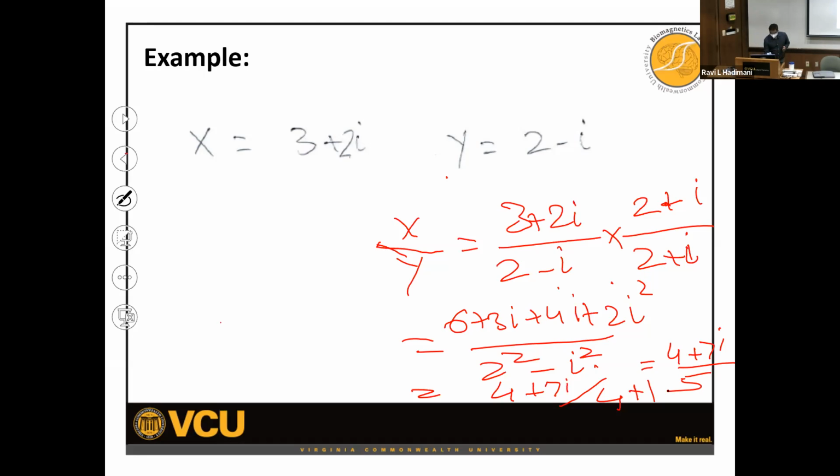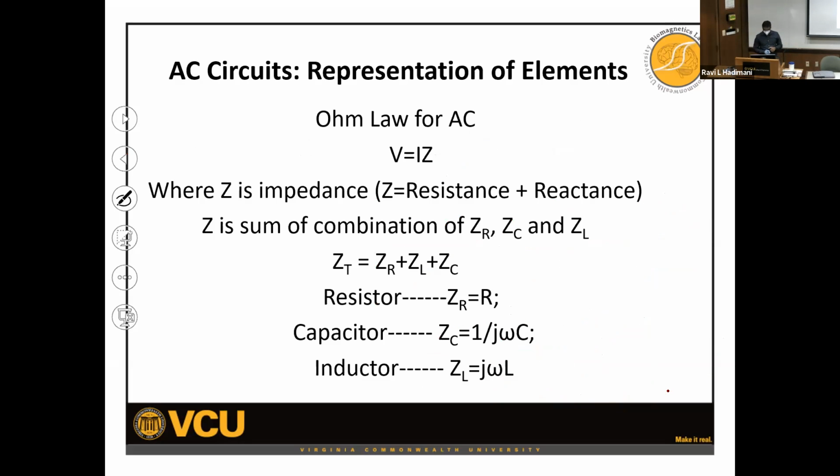Clear? So okay, that's a quick recap of how to deal with complex numbers. We'll be dealing with complex numbers when we want to work with capacitors and inductors. If we have an AC circuit, we'll still use Ohm's law, but instead of the resistance of the entire circuit, we'll have to use impedance.